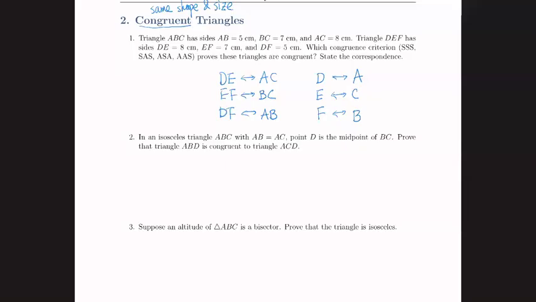Second one, we have an isosceles triangle with the two sides, AB and AC, the same. We pick a point as the midpoint of the base. We want to prove that the two triangles are congruent. Let me draw a picture and ask you how to prove this.